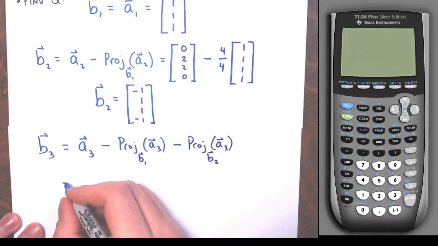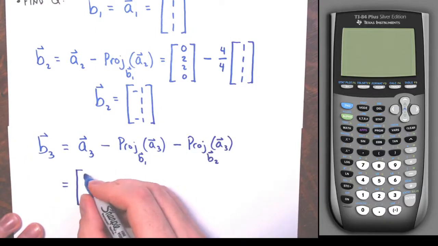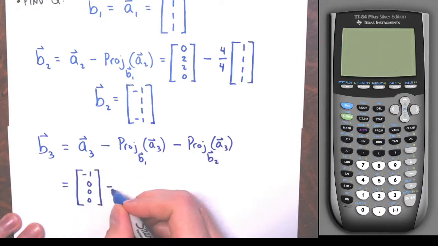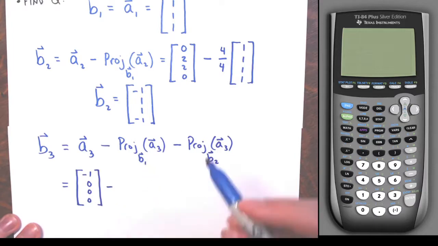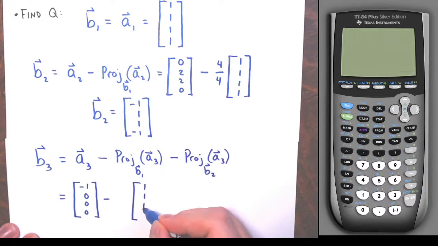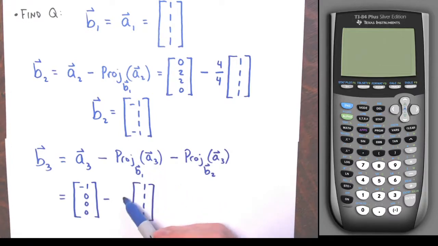So again, A3 was that third column of the matrix, negative 1, 0, 0, 0. Minus, now projecting onto B1 will just give me a scalar multiple of B1. So some multiple of 1, 1, 1, 1. And what's the scalar? The numerator will be A3 dotted with B1. Well, that's just negative 1 for the numerator. And B1 with itself, the dot product is 4. So I have plus 1/4 of these.